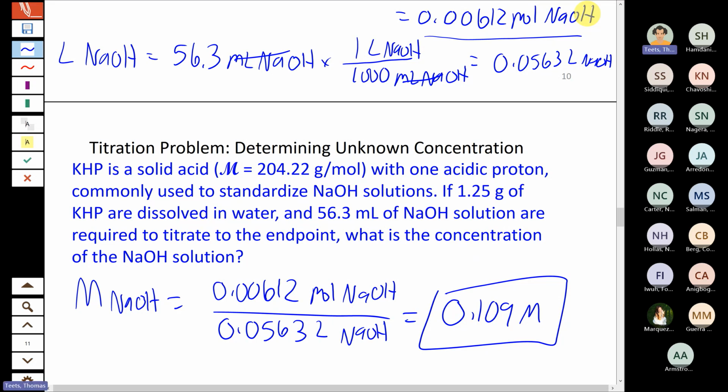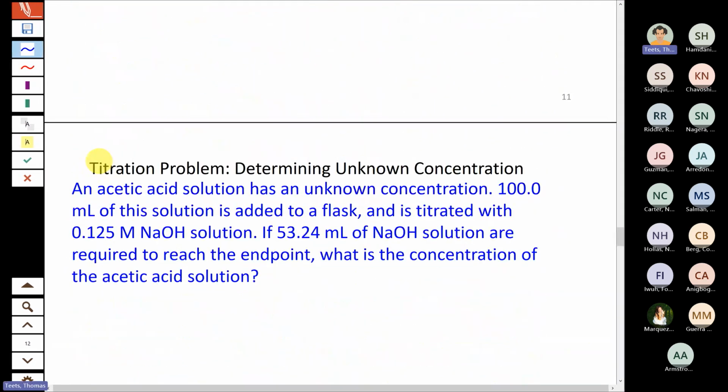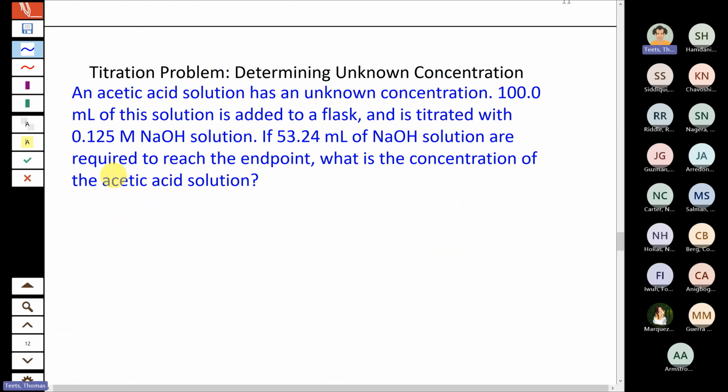All right, any questions on that? All right, just another example that's very similar in this case. So this time we have acetic acid solution with an unknown concentration, so that's the one that we don't know. We use 100.0 milliliters of the solution in the flask, and then we titrate with 0.125 molar NaOH. We measure that 53.24 milliliters of the NaOH solution are required to reach the endpoint. So what is the concentration of acetic acid solution?